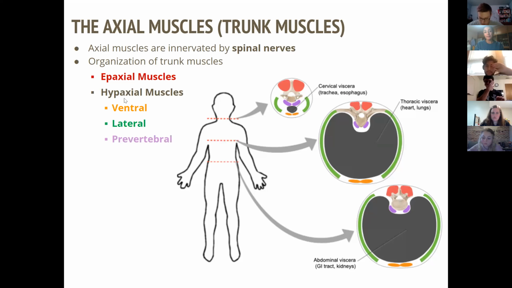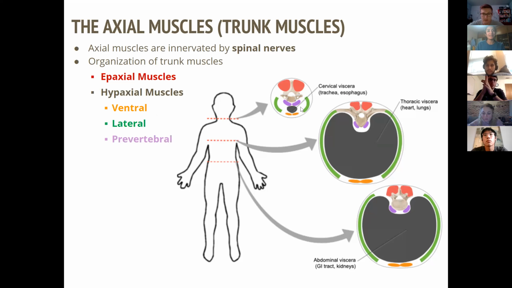And then we have our hypaxial. So when you see those 2 words, and it's going to come up in a few Poll Everywhere questions, epaxial is going to be just those 3 back muscles, and then everything else is a hypaxial muscle, okay? So if I were to shade all of this area right here, that would all be hypaxial. So hypaxial includes our ventral, our lateral, and our prevertebral muscles.